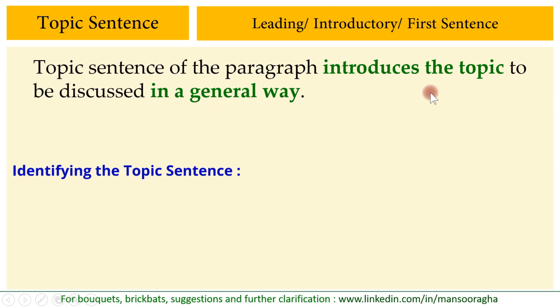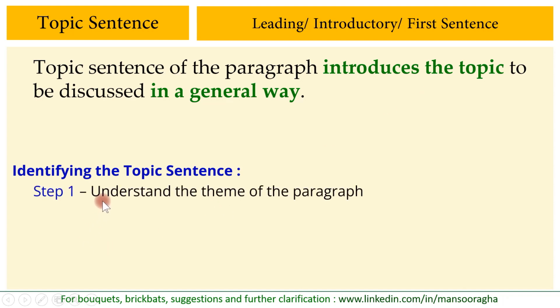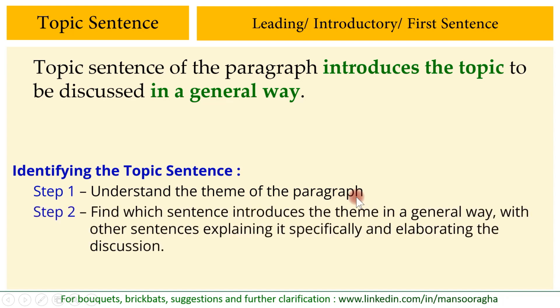When you have to identify the topic sentence, there are two steps involved. The first step is that you have to be good at understanding the general theme of the whole paragraph. After you understand the general theme of the paragraph, the next step is to find out which sentence introduces the topic in a general way, with other sentences explaining it specifically and elaborating the whole discussion. This is concept number 1 of Parajumbles. Read the two steps again.